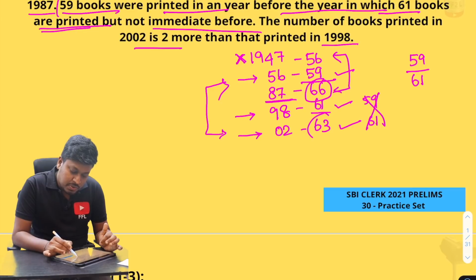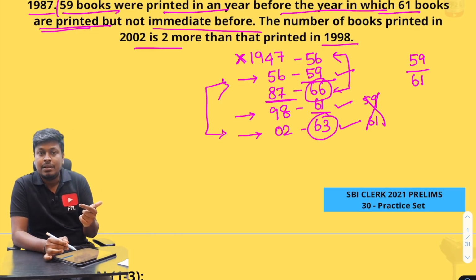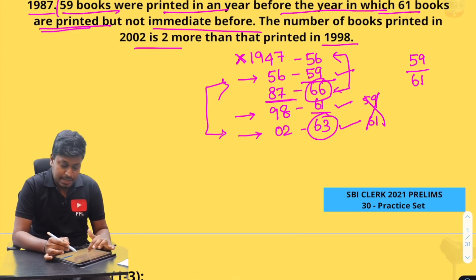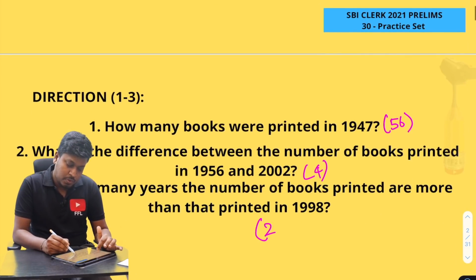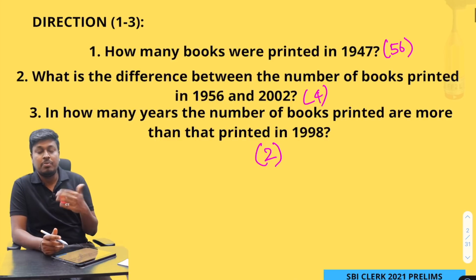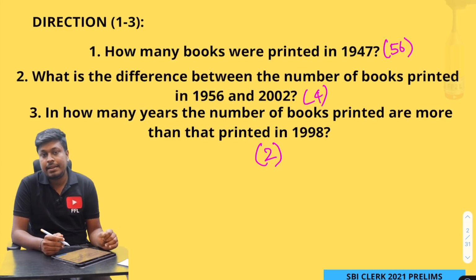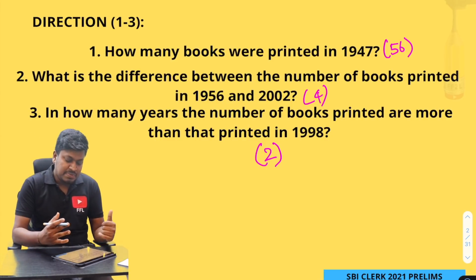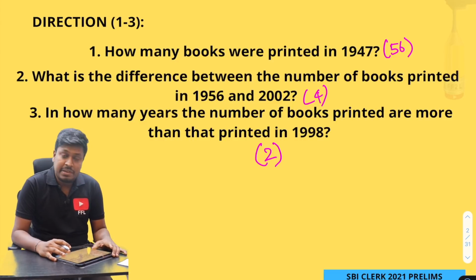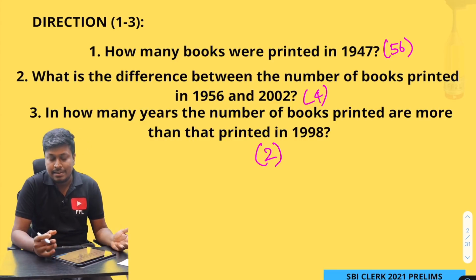Similarly, in 2002, more than 61 books are printed. So totally in 2 years they have printed more than 61 books. So we can say that in 2 years they have printed more books than were printed in 1998. So this will be the answer for the first 3 questions they have asked in the 2018 clerk exam.